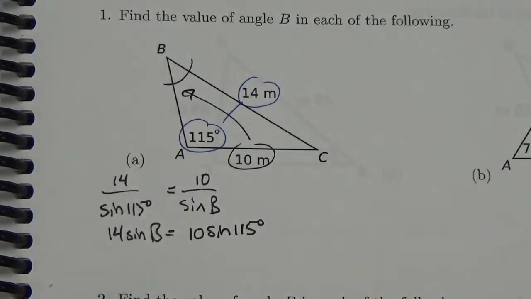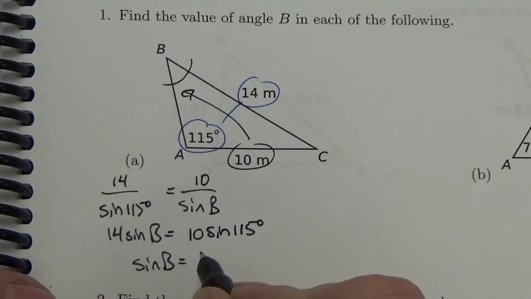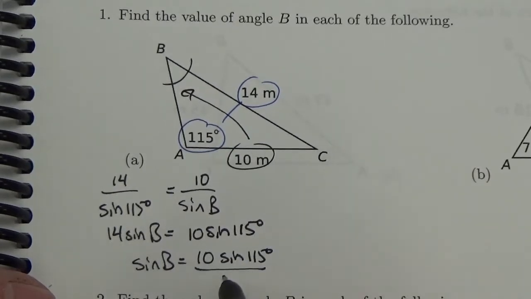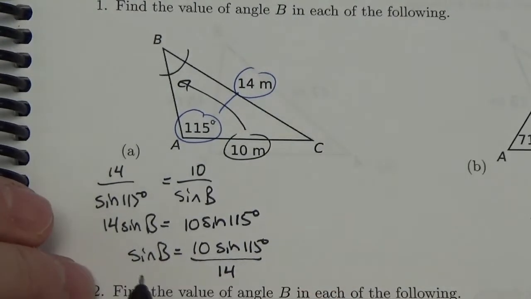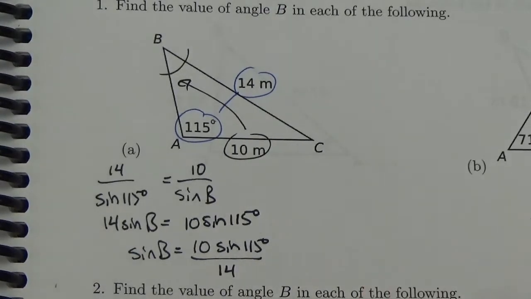I'm still going to divide, but in this case, I'm going to divide by the 14. I want to get the sine of B by itself. So I get the sine of B is equal to 10 multiplied by the sine of 115 divided by 14. Now I've got the sine of B equal to this number. It is just a number, because remember, the sine of 115 is just a ratio, just a decimal value. The calculator knows what it is, even if I don't, so I'm going to let the calculator handle that.